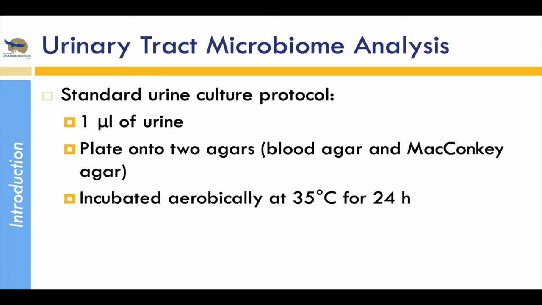Now, these culture conditions will favor fast-growing aerobic bacteria and are really designed for uropathogens such as E. coli, which is fair enough because we know they're quite common and cause pathology. But bacteria that require special nutrients or take more than 24 hours to grow or prefer anaerobic environments, notably the bladder is low in oxygen, are frequently missed from this screening test.